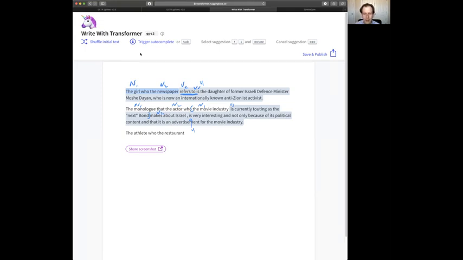Is very interesting, and not only because of its political context, and that it is an advertisement for the movie industry. So that little part, and that it is an advertisement for the movie industry, is maybe the worst part of the sentence. But actually, in terms of the verb expectations, the model did extremely well.